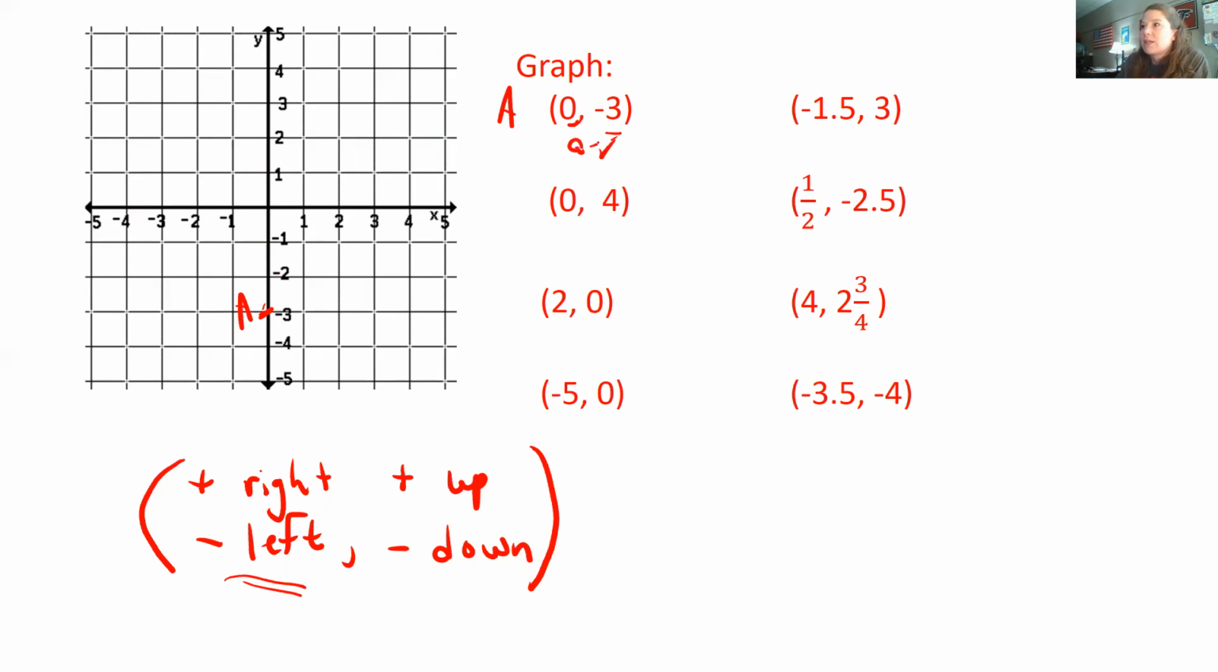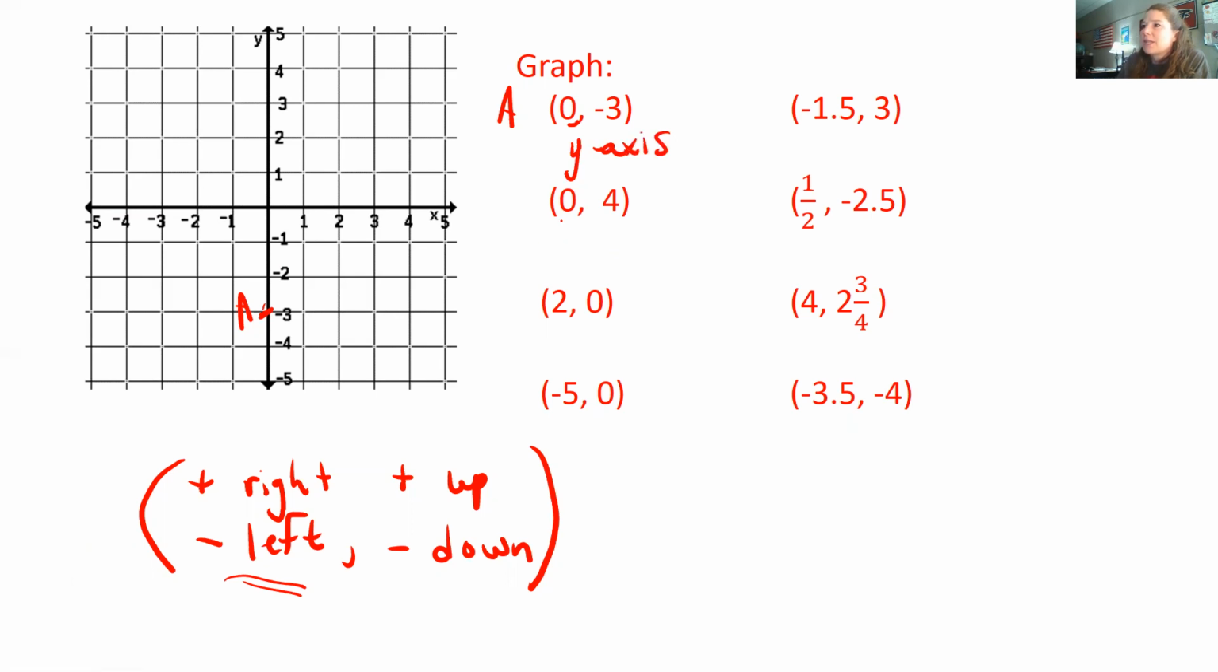And it's not in a quadrant, but it's on the y-axis. So where did we land? We landed on the y-axis. Oh my gosh, you guys, sometimes my brain and my mouth don't communicate. So where do we land? We land on the y-axis.